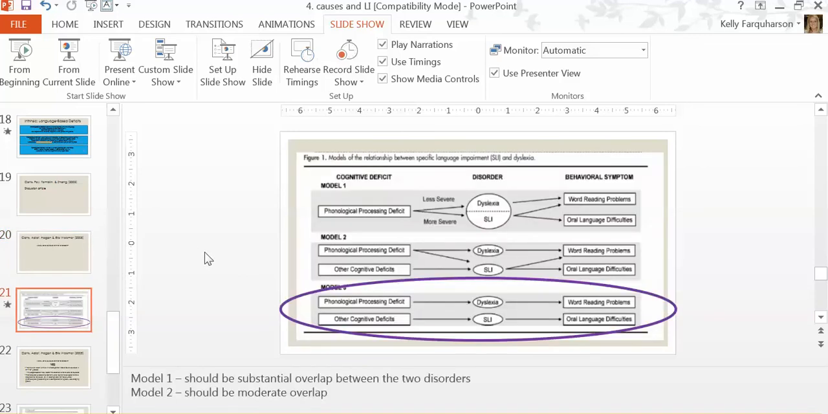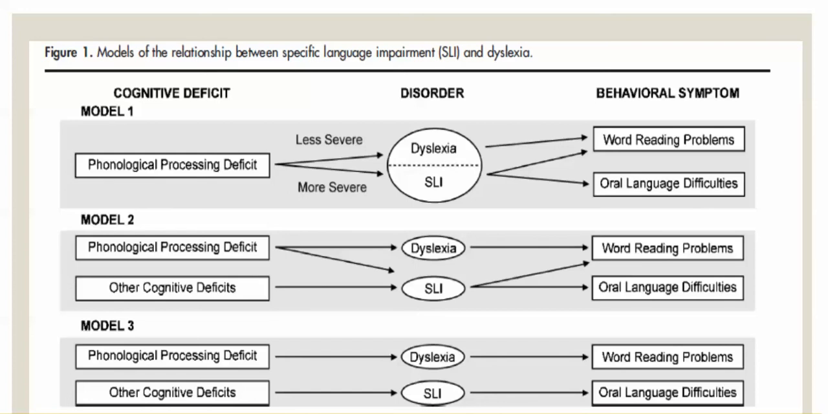So they posed three models. Let me blow this up for you. They posed three models that they thought could possibly help to explain the relationship between SLI and dyslexia. So we know that for SLI, kids have poor language but normal nonverbal IQ, and for dyslexia, kids have poor word reading but normal IQ. And so they looked at three models suggesting the ways that SLI and dyslexia could be related.